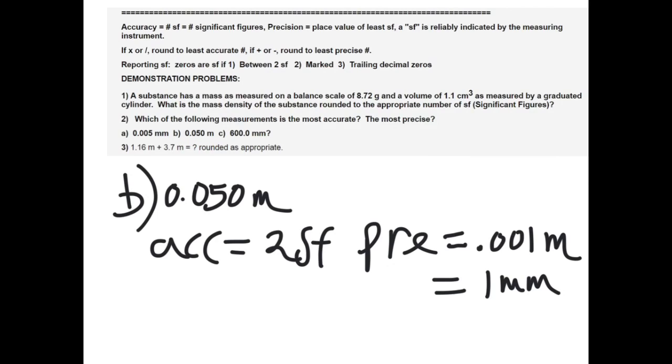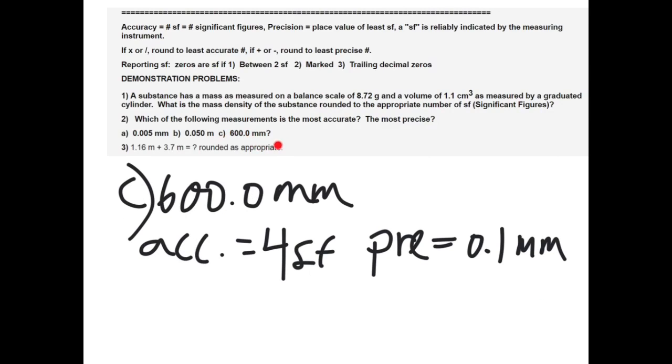Part B, 0.050 meters. The accuracy here is 2 significant figures because this is a trailing decimal zero. It is significant while this one is not. The precision is this place value, which is 1/1000th of a meter. But to compare apples to apples, since the other 2 that we're looking at are millimeters, we must convert that to millimeter. 0.001 meter is 1 millimeter.